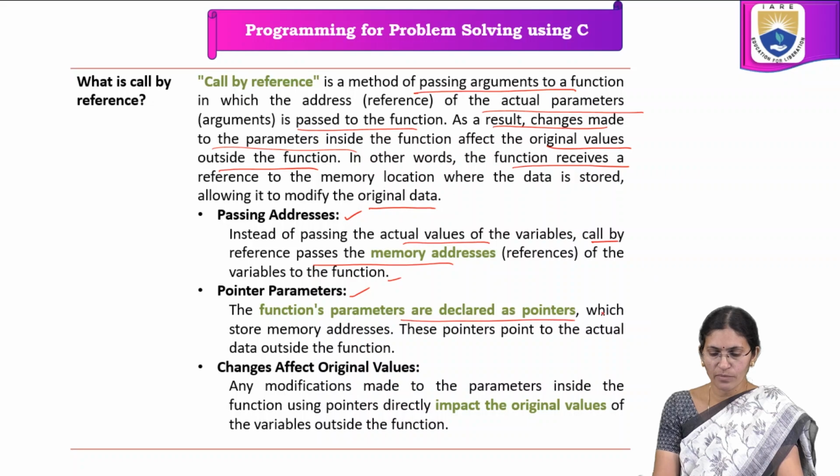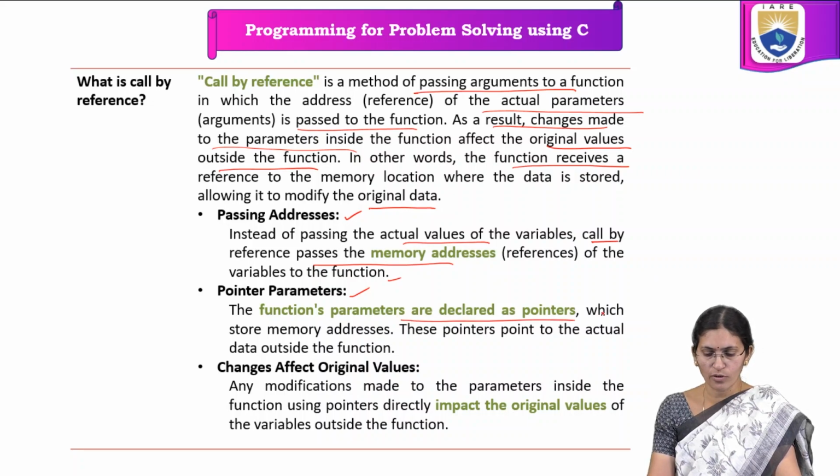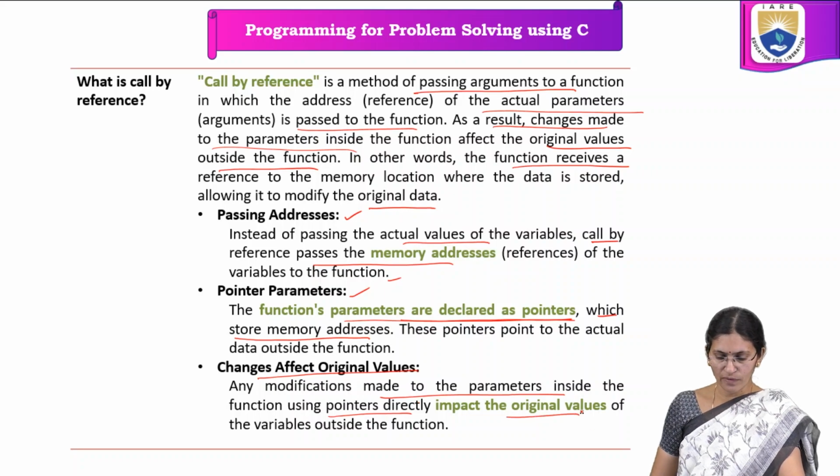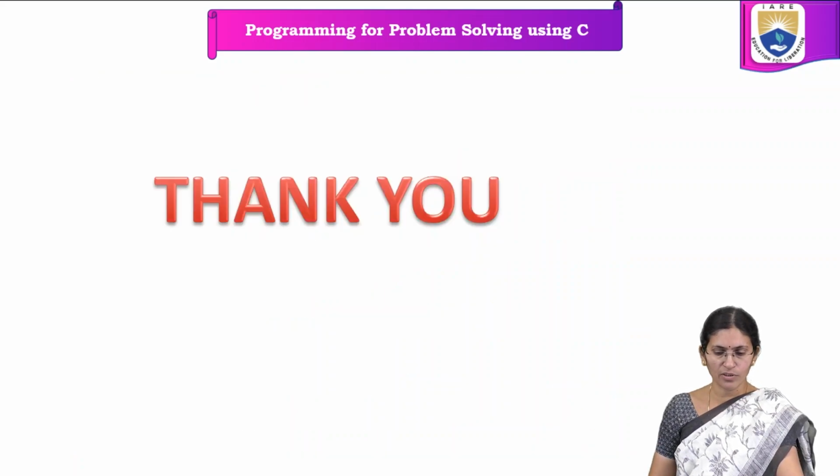Next, pointer parameters. Function parameters are declared as pointers. In order to receive the address, function parameters are declared as pointers in the function definition. They store the memory address. Changes affect the original values. Any modifications which are made to the parameters inside the function using pointers directly impact the original values of the variables outside the function.